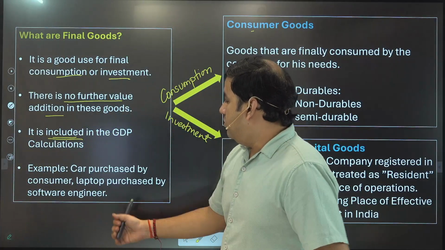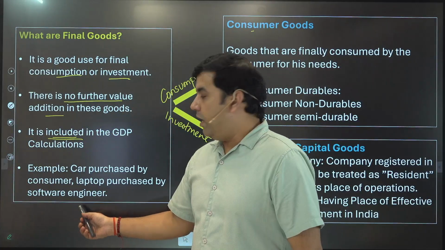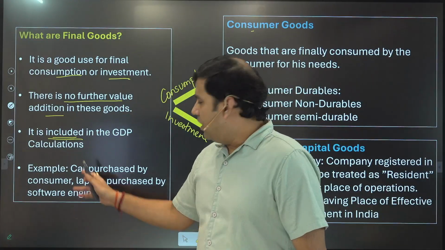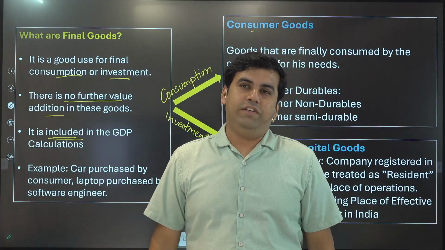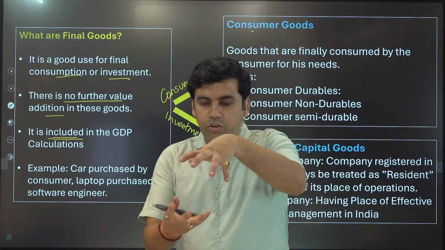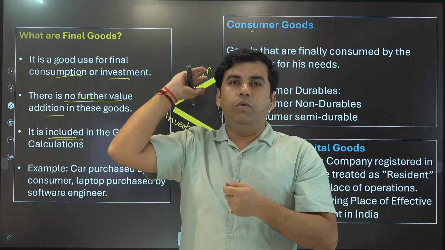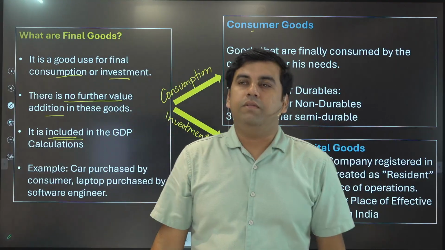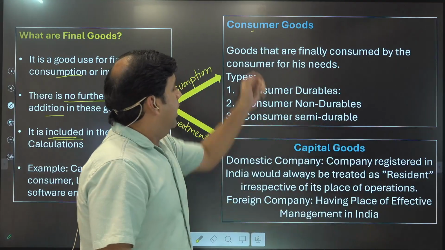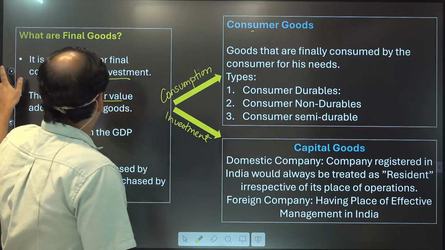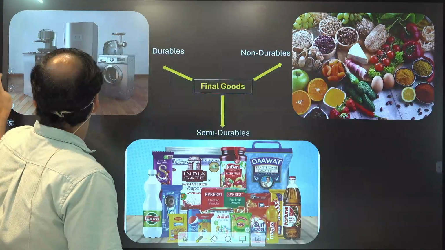Car purchased by the consumer, laptop purchased by the software engineer, right? Final goods. Car, laptop, you cannot change them further. It's not that today you have a laptop and tomorrow you will break it and say that half of the laptop will go in the other product. No, that doesn't happen. They are final goods. Consumer and capital, I have already given you the example for that, right?